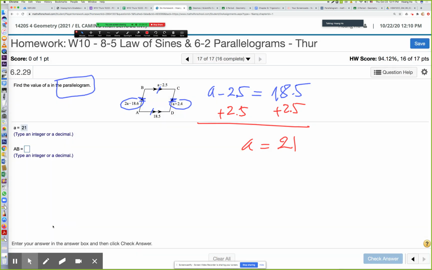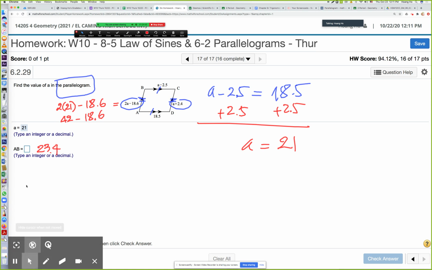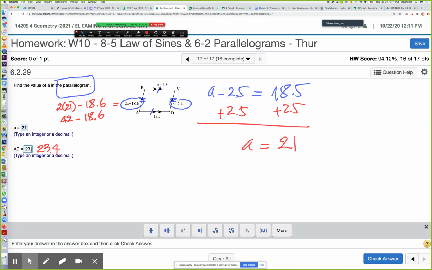Okay. So now they ask you for the value of AB. So all you need to do is put the value of A, 21, in. So over here, that equals 2 times 21, and then you subtract 18.6. 2 times 21 is 42. 42 subtract 18.6. So that should come out as 23.4. Okay, I put 23.4 over here.